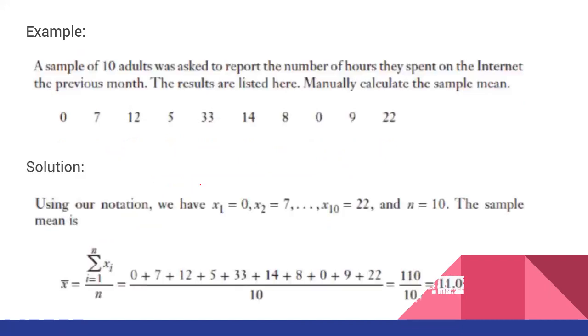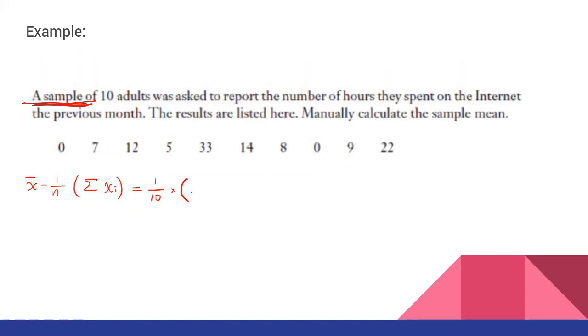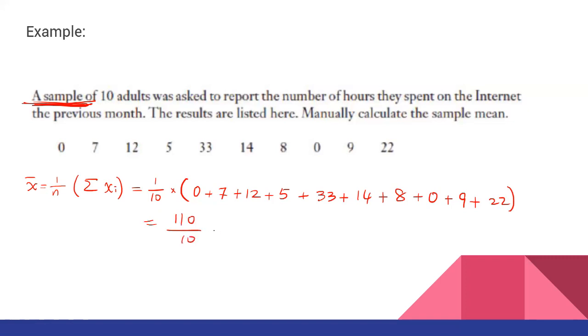So this is 0 plus 7 plus 12 plus 5 plus 33 plus 14 plus 8 plus 0 plus 9 plus 22. And this will give you 110 over 10, which is 11, right? This is not very difficult to understand, right?